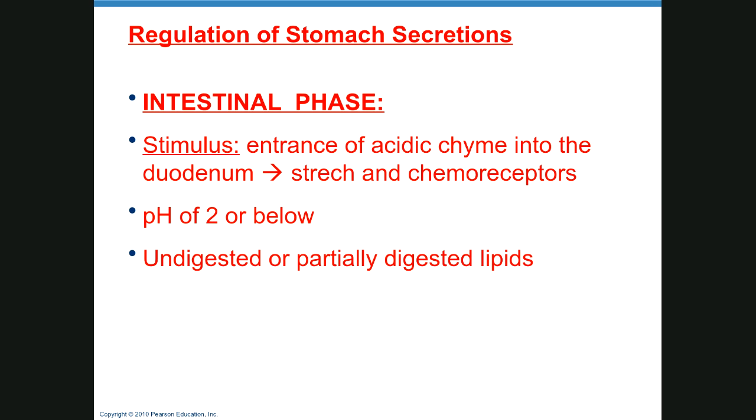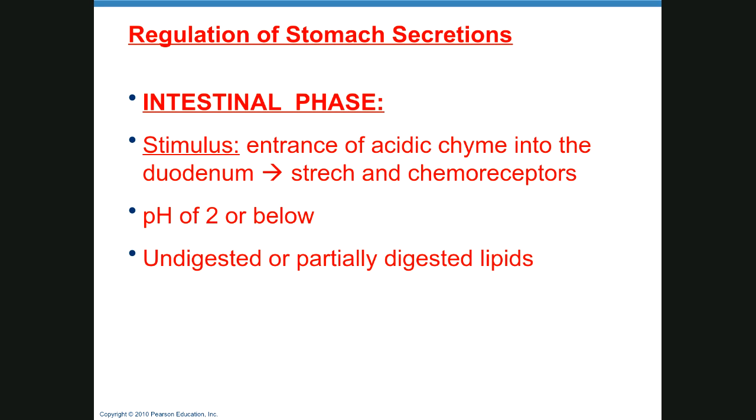All right, intestinal phase. The next phase is called the intestinal phase, and this describes what happens in the duodenum, which is the first part of the small intestine. The duodenum is about 6 inches, very short, but that is where the bulk of digestion takes place. So it's an incredibly important area.